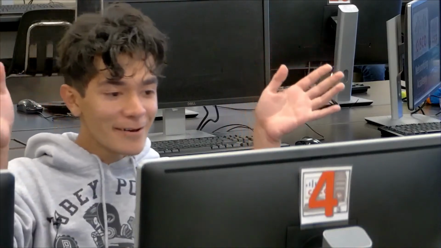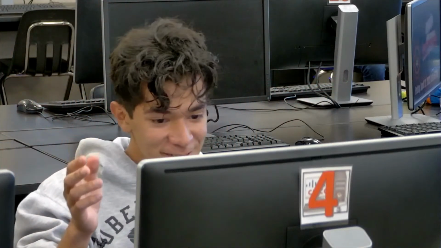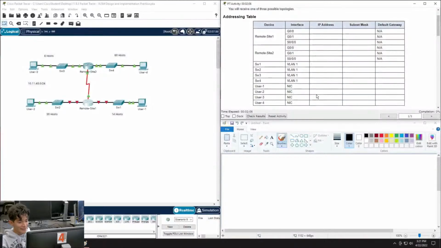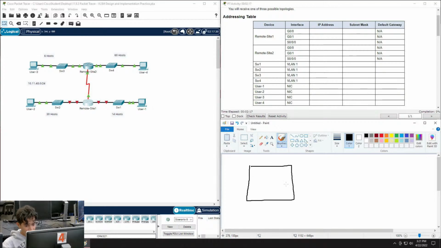Hello. I'm going to be doing a brief introduction into variable length subnetting, or VLSM as it's also known by. So in normal subnetting, you would take, let's say down here, we'll say this is a network. In normal subnetting, we would just split that network into two, and we'd have two separate networks.